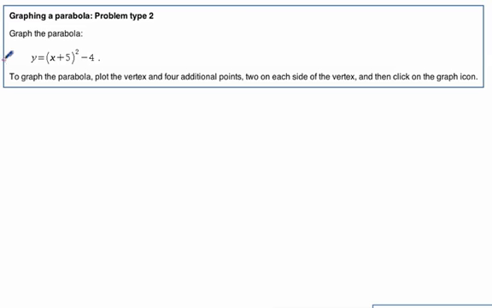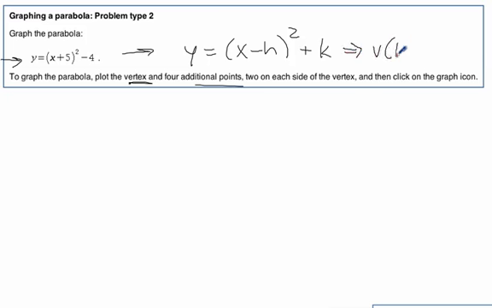Here's another quick example. We've got y equals (x plus 5) squared minus 4, and we want to find the vertex plus 4 additional points, then graph it. We know that this needs to be in the form y equals (x minus h) squared plus k, so that the vertex would be (h, k). That's our pattern. Those are in our notes.